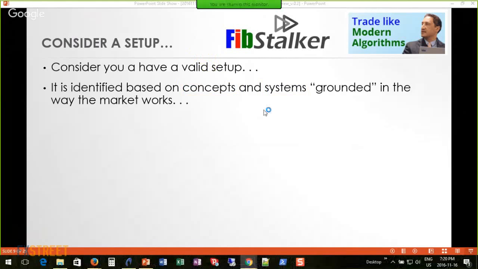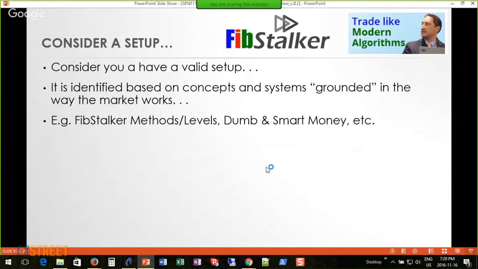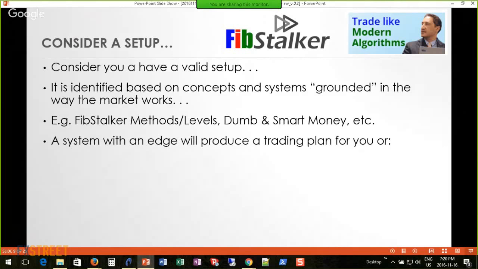Now, you have to use things that actually work, that actually represent something fundamental about the market. Otherwise, your setup might not be valid. Of course, I use some of the research I've created over the years, the FibStalker methods and levels, and much more recently, in the last 2 years, dumb and smart money. So, studies of how dumb money is actually affecting price. And we'll talk a little bit about that in this brief presentation here.